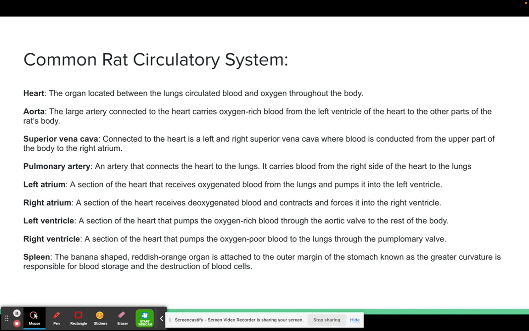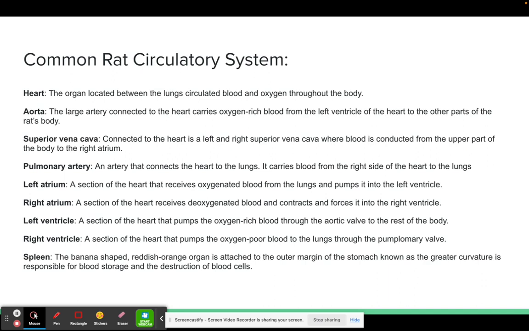And the superior vena cava is connected to the heart and is on the left and the right, whereas blood is conducted from the upper part of the body to the right atrium. The pulmonary artery is an artery that connects the heart to the lungs. It carries blood from the right side of the heart to the lungs. And the left atrium is a section of the heart that receives oxygenated blood from the lungs and pumps it into the left ventricle, while the right atrium is a section of the heart that receives deoxygenated blood and contracts and forces it into the right ventricle.